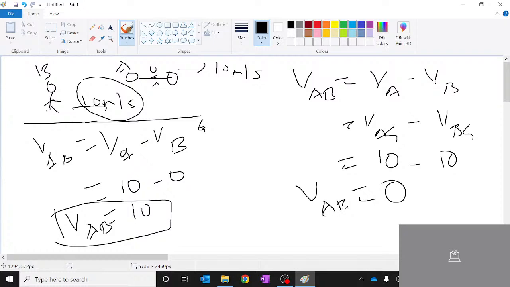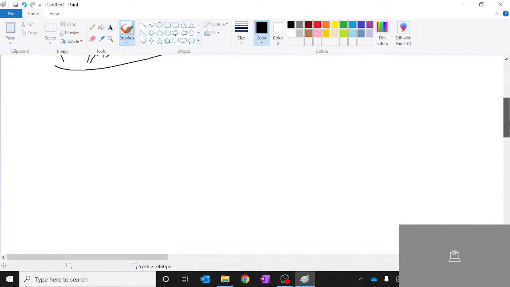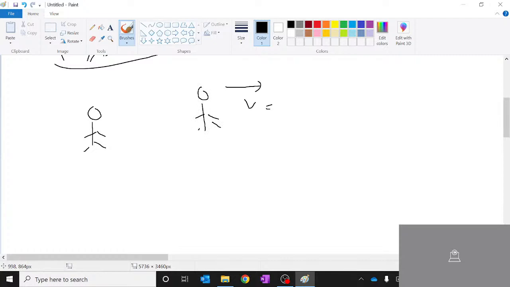Clear? Understood? Now in the similar sense, let's say I am here. I have another person who's traveling. Velocity is 10 meters per second. This is observer B, and this is A. Now my velocity is 20 meters towards this side.